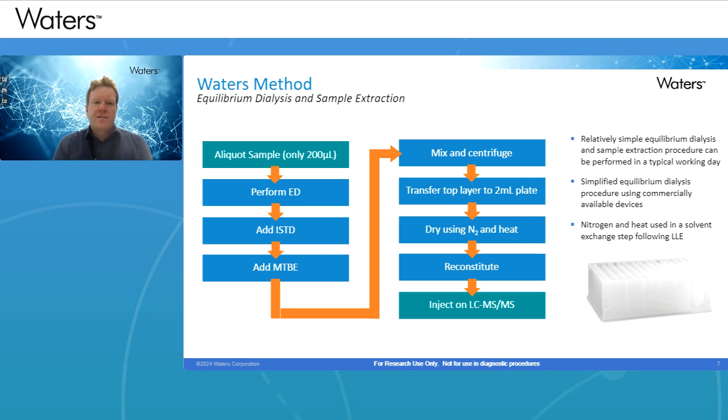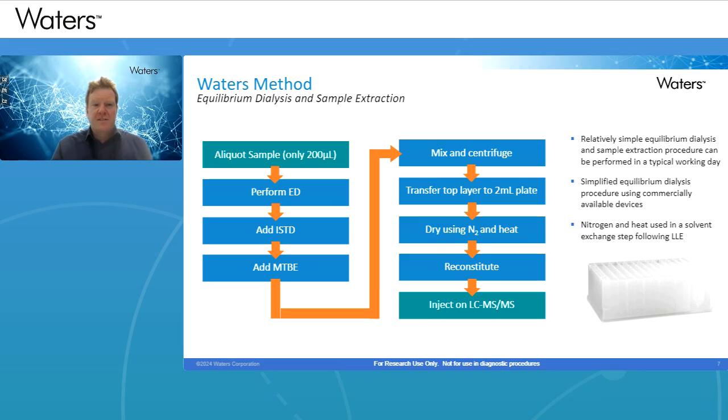Now, we'd like to look at the method we've developed in Waters for the analysis of free testosterone, and we'll start with the sample extraction procedure. We take a relatively small volume of just 200 microliters of serum and 400 microliters modified Hebes buffer in an equilibrium dialysis protocol. The method requires a temperature-controlled chamber mixer, and the mixing step is quite rapid in that it only takes 2 hours to achieve equilibrium.